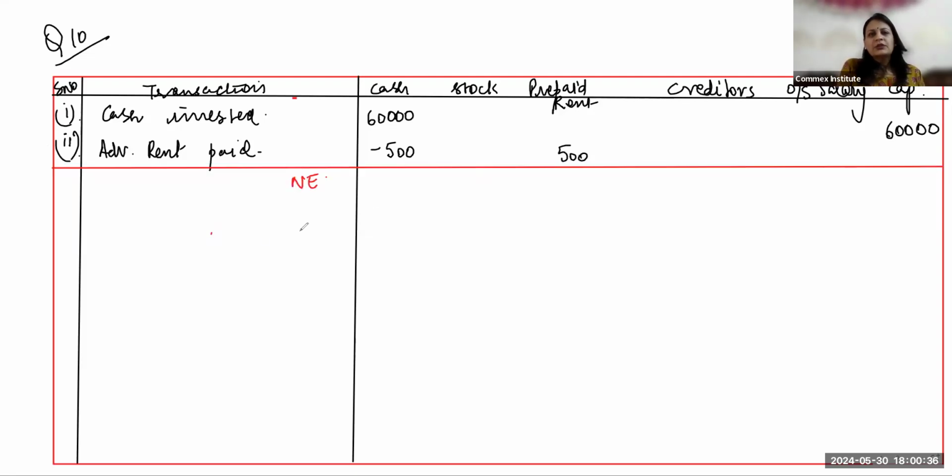So the new equation is my assets become 59,500. I mean, cash becomes 59,500. 500 is the prepaid rent, and there is no impact on the capital. So both the sides you can see are equal. So we have our assets equal to the liabilities plus capital. Right?